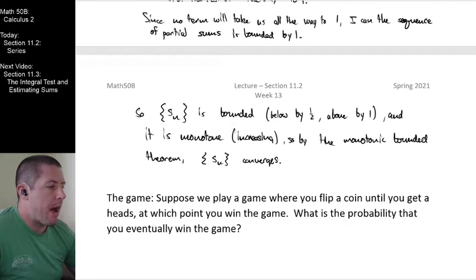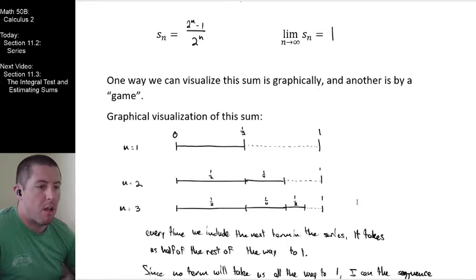Another way that I can think about how I know that this is going to converge is to think about playing this as a game. So this is going to be an alternate way that we can visualize this, right? What I said is, one way we can visualize this sum is graphical. Another way is by playing a game.